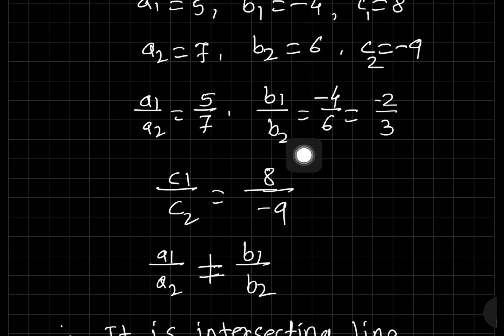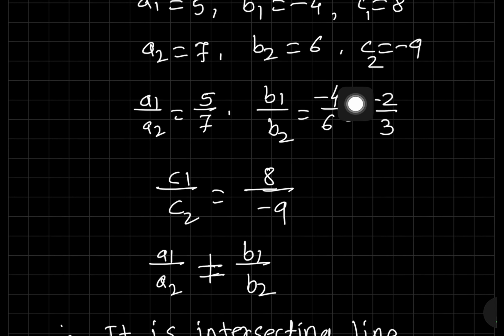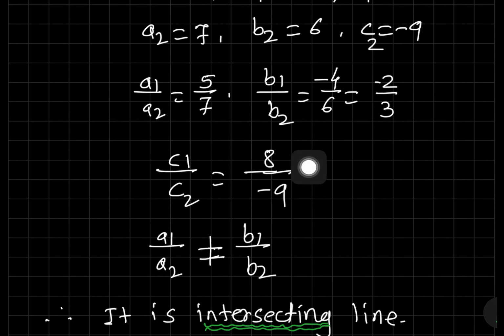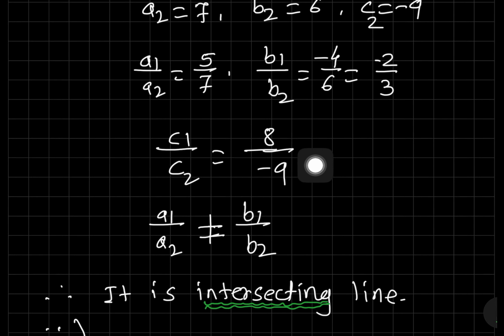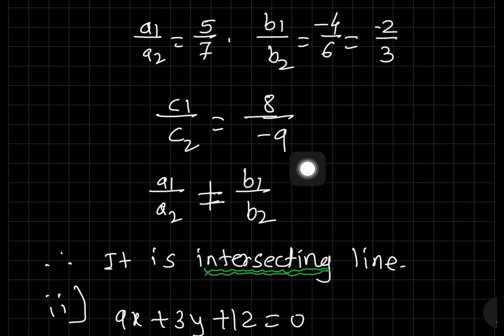Then b1 upon b2 is minus 4 upon 6. If you reduce this by 2, 2 ones are 2, 2 twos are 4 and 2 threes are 6, so we get minus 2 upon 3. Then c1 upon c2 is 8 upon minus 9. Here also we can't divide further. This is the smallest form of the fraction, with the minus sign as it is.